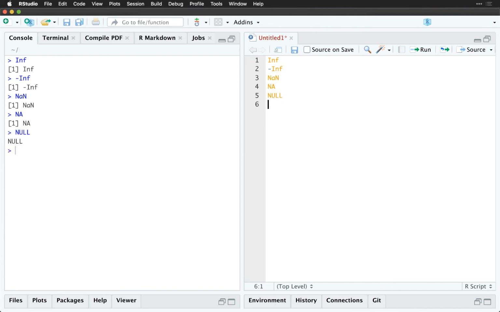NULL is actually something that's a little bit different. It's not a number at all, but it looks a lot like these and it gets confused with them a lot. Notice that RStudio highlights all of these. That's because they're special words in the R language.